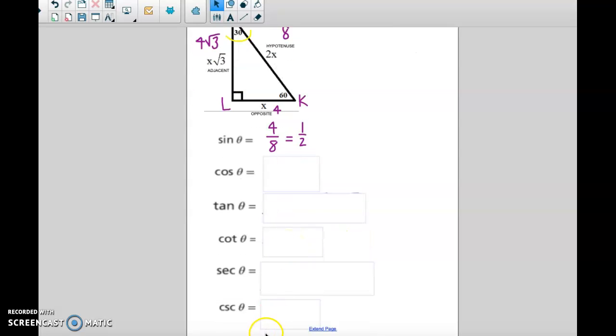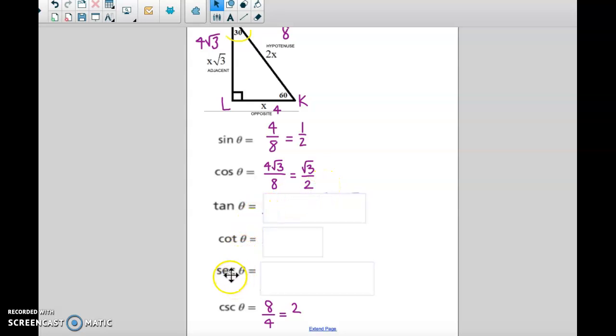Now I can do cosecant, right? It's the reciprocal of sine, so the reciprocal of 1 over 2 is 2. Right? Or I could flip 8 over 4 and I'll get 2. Cosine, the cosine is adjacent over hypotenuse, so I'm going to get 4 square root 3 over 8. And then I can simplify the 4 over 8 and I'm going to get 1/2, right? So I'll get 1 square root 3 over 2.